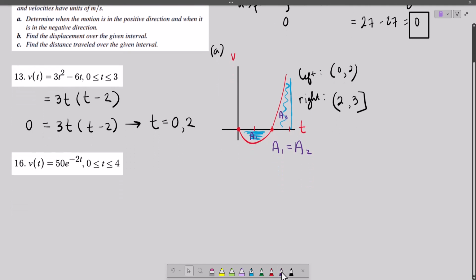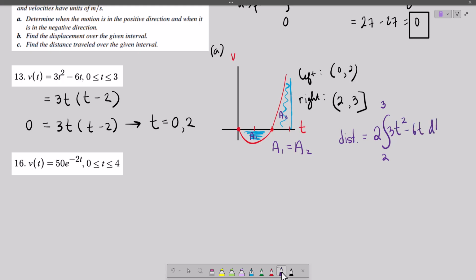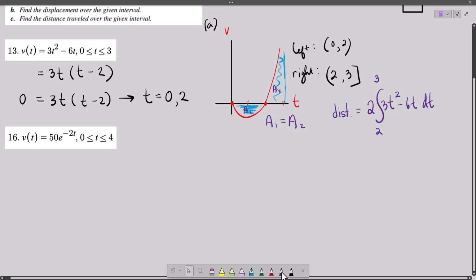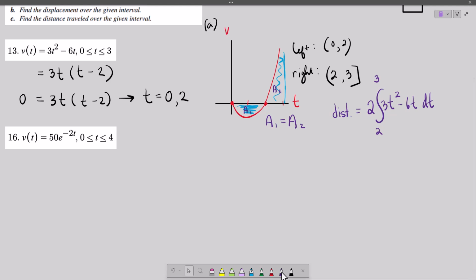Let's go the simplest way. This function is already positive here, so we don't have to deal with multiplying by -1. So the distance traveled, we'll call it distance, is going to equal 2 times the integral from 2 to 3 of our function 3t squared minus 6t times dt. That look good? So integrating our function from 2 to 3, that's the area a sub 2, but a sub 2 and a sub 1 are the same, so if we multiply by 2, that's going to give us our distance traveled.